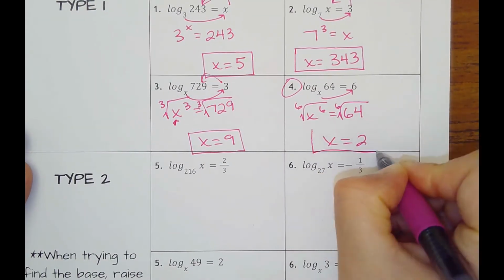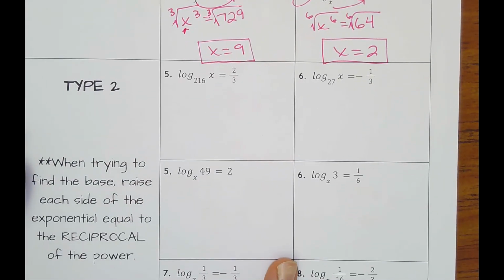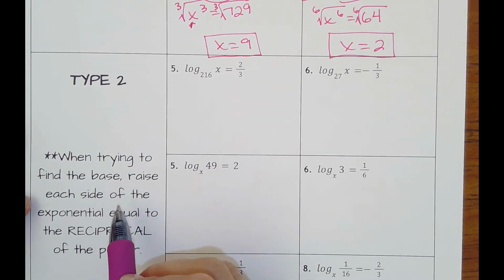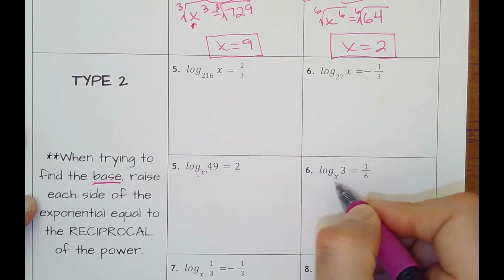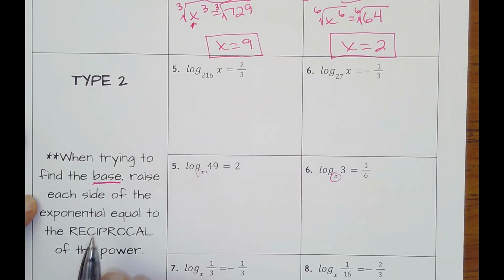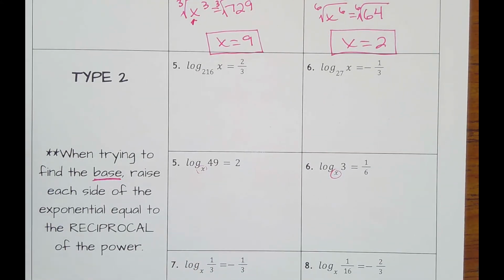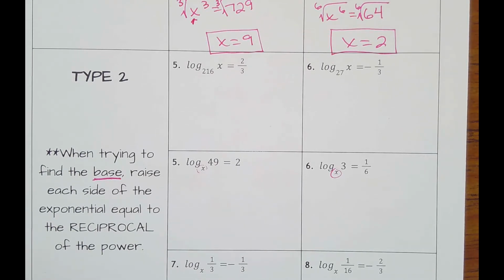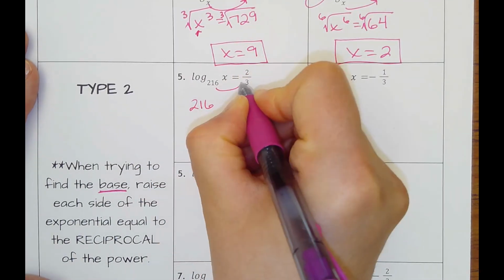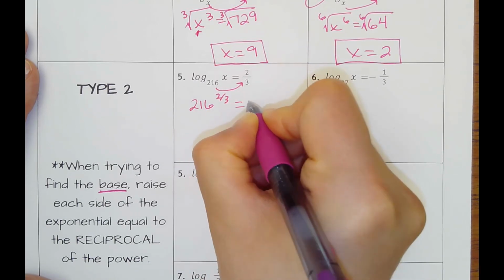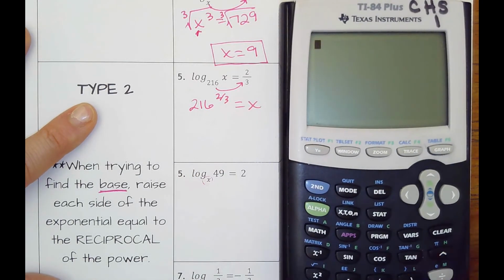All right, type 2, let's get into some fractional powers. Make sure that when you're trying to find the base, so that's having x as that little subscript like here on number 5, here on number 6. These are kind of the trickier ones. Raise each side of the exponential equation to the reciprocal of the power. I'll show you that, but that was the same thing as taking the radical of both sides. All right, number 5, log base of 216 raised to the 2/3 power equals what? You could simply put this on your calculator, but I also want you to remember what this actually means. It's 36.